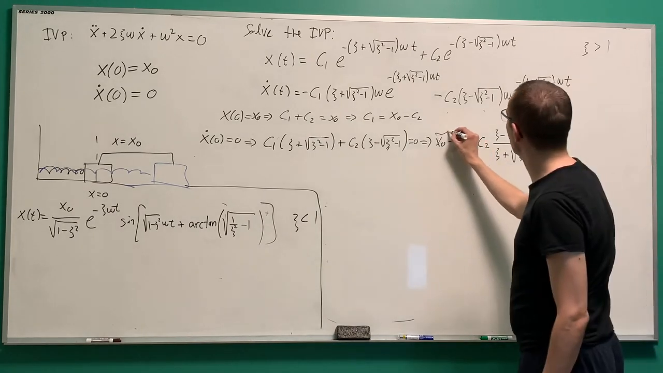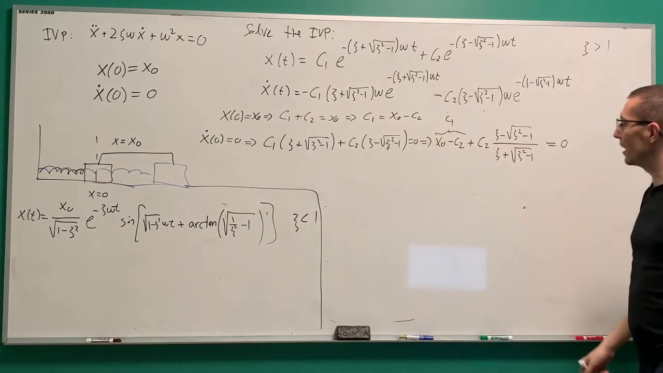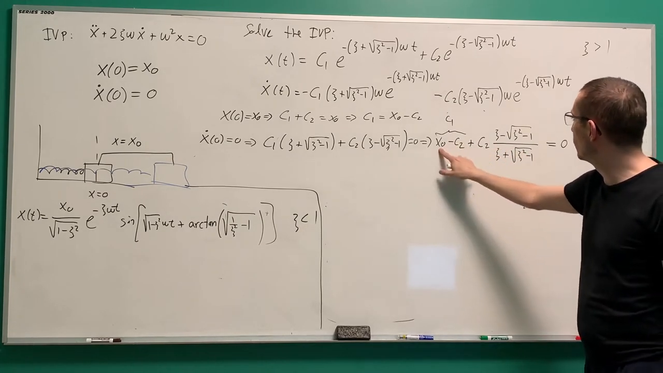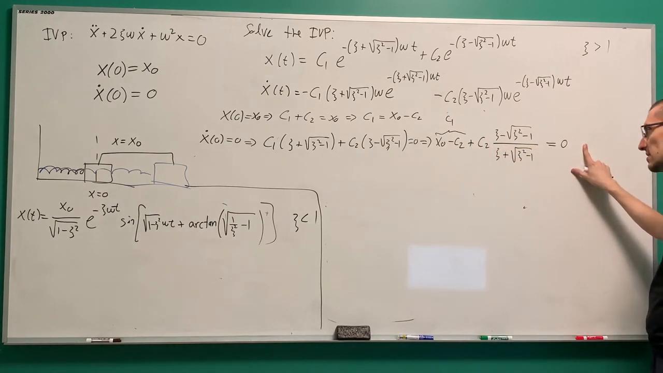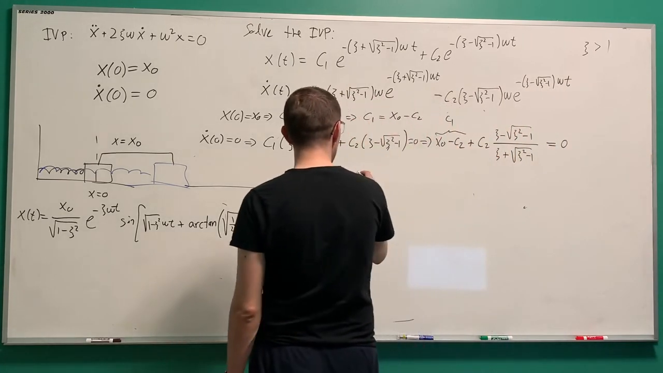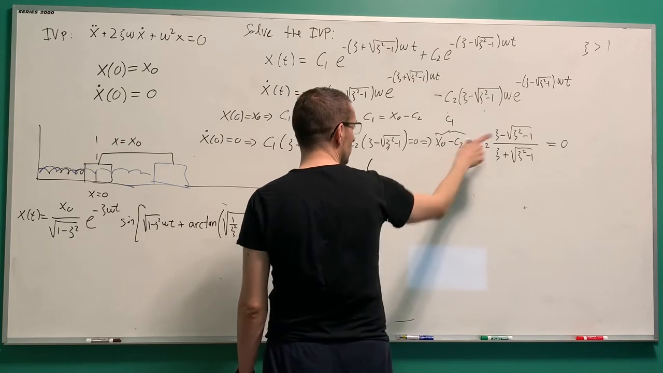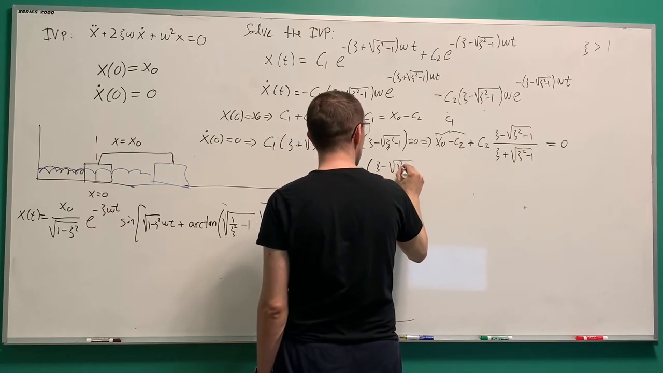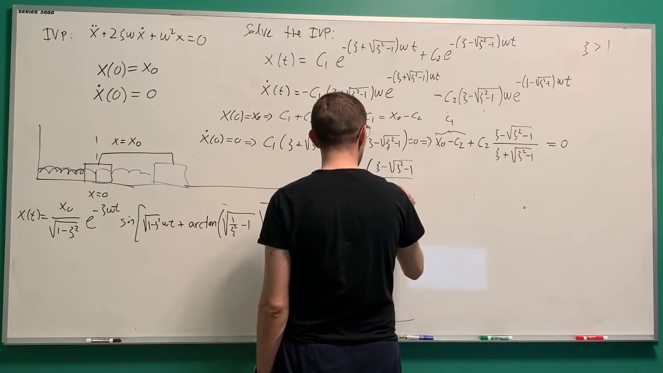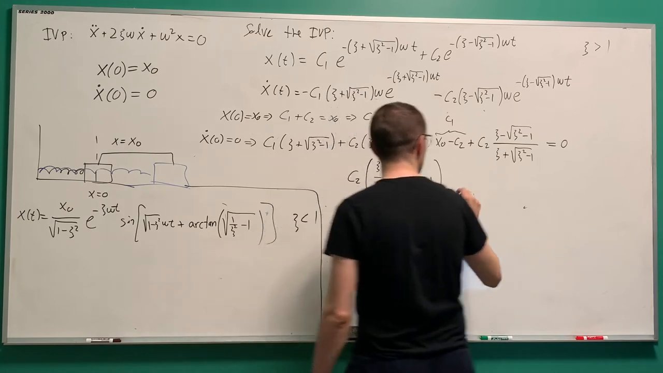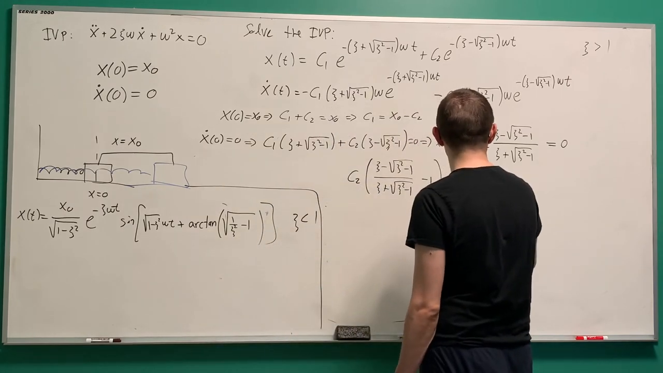Wonderful, this is C1. Okay, so what I'm going to do next is common factor, putting the x0 on the right, that's minus x0. And I'm going to take a common factor of C2. So C2 multiplies two things. First, the fraction, psi minus root psi squared minus 1 divided by psi plus root psi squared minus 1, minus 1, that's the common factor, equals minus x0.